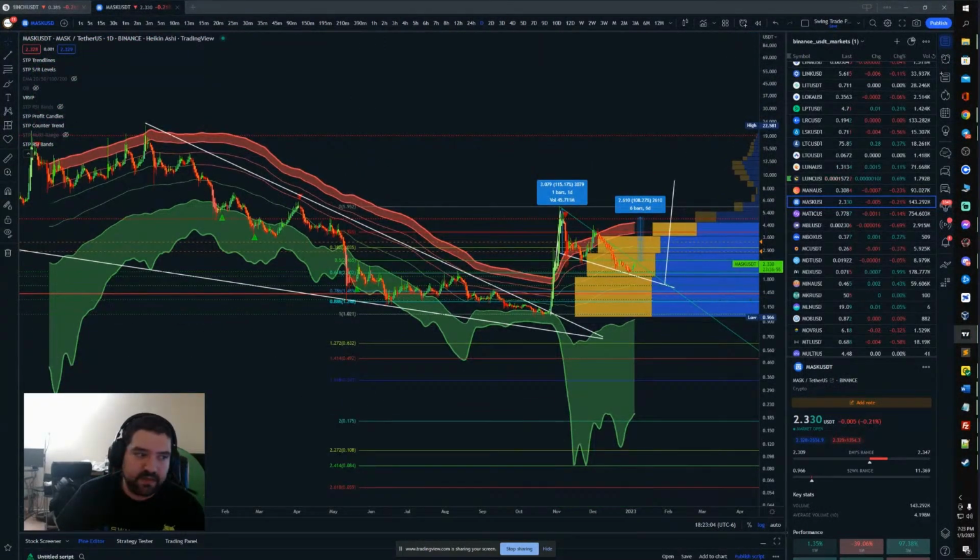All right, so that's our TradingView indicators. Or that's our basic package indicators.